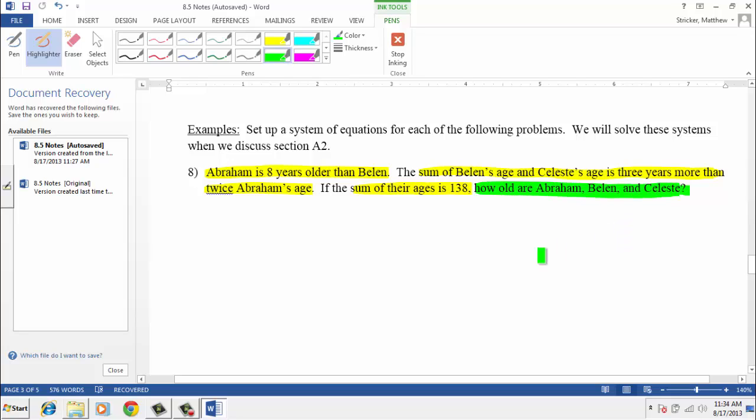And we're going to approach this the exact same way we did the previous application problems we looked at. We're going to start out by writing out some variables. We're going to define variables. And in this case, I think it makes sense to use A, B, and C. A being Abraham's age. B defined as Belen's age. And then C defined as Celeste's age.